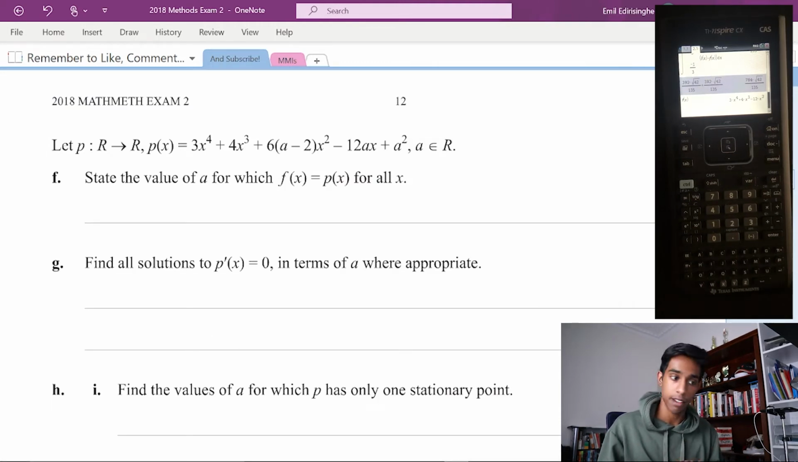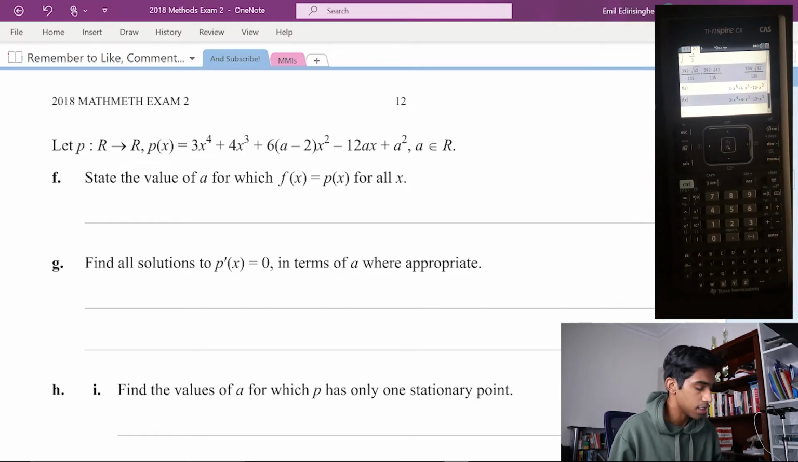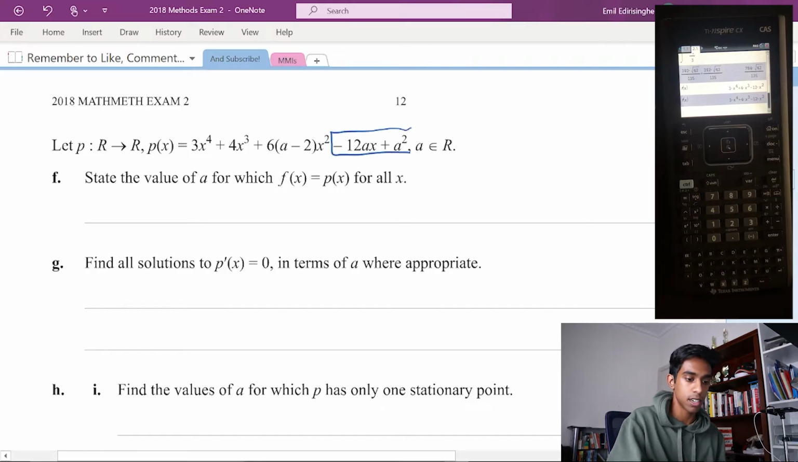But now we're up to part F, which has this function p, and p of x looks very, very similar to f of x. And so we've been asked first to state the value of a for which f of x equals p of x. So firstly, I'll have a look at what f of x is. And as you can see, the difference between f of x and p of x is that there aren't these two here. And then also this is equal to negative 12. So I know that since these two don't exist in f of x, a must be equal to 0.